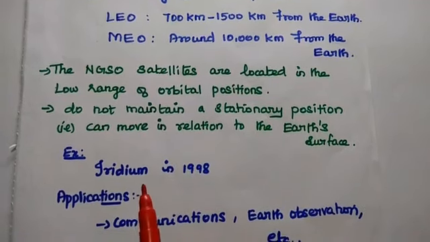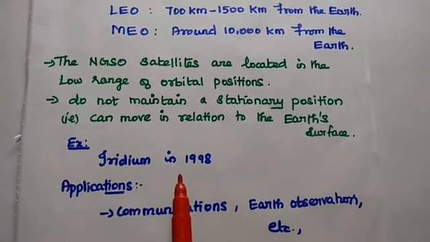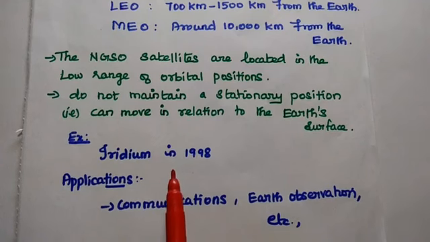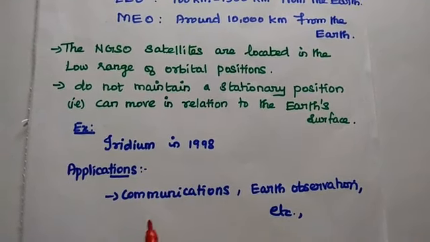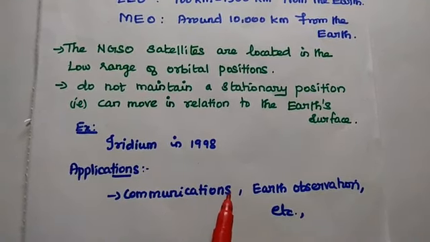Okay, so examples for non-geostationary orbit are Iridium, Globalstar, etc. Okay, so applications are communications, Earth observations, logistics.